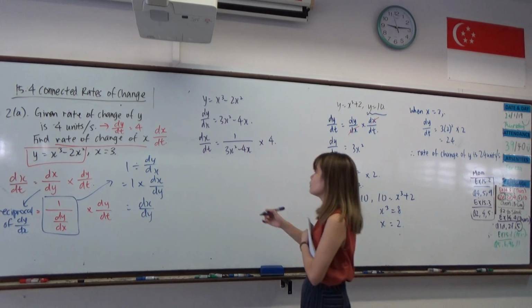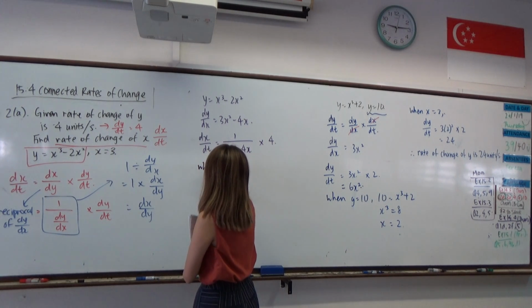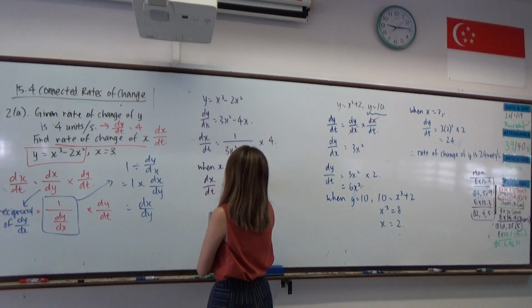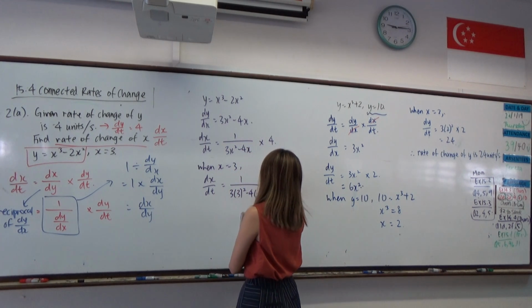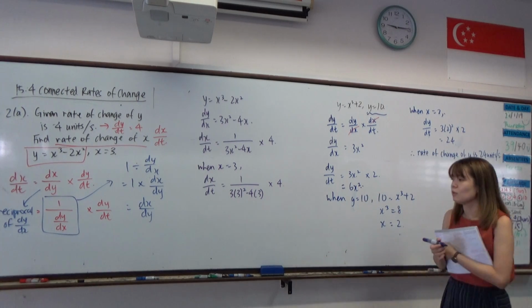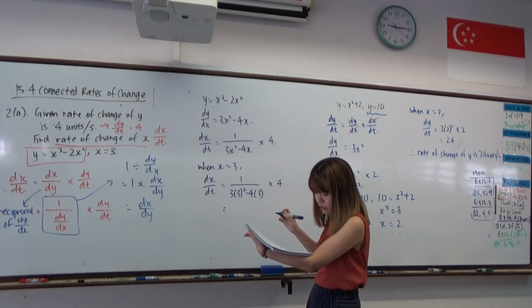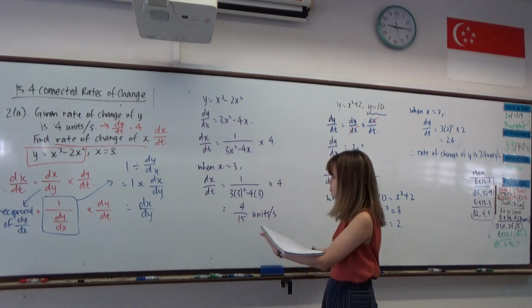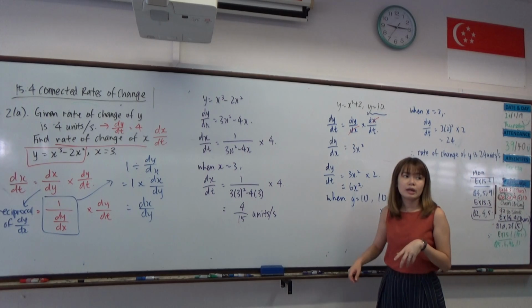So when x equals 3, dx over dt will equal 1 over 3 times 3 squared minus 4 times 3, times 4. And this will give you 4 over 15. Any questions up here?